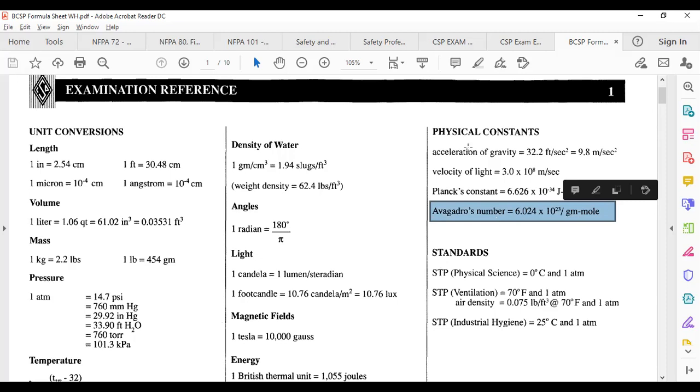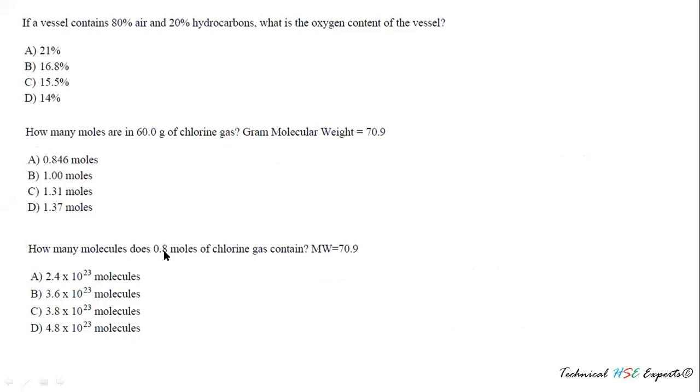So from the question, we have moles. If we multiply mole with the Avogadro number, mole and mole get cancelled and we end up with molecules. So there won't be any use of molecular weight here. If you do that, you will end up with option D.